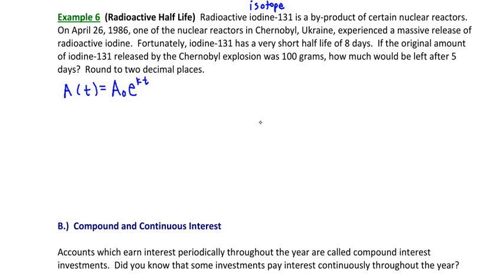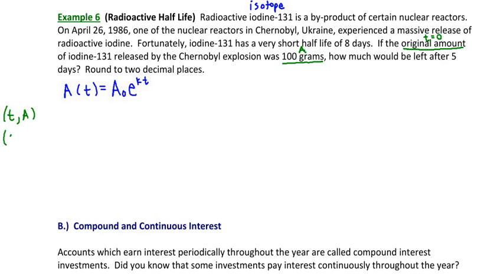Now recall, A naught is the initial amount of the substance that we're working with. Notice in the problem it says original amount, that's at time 0. The amount of the substance was 100 grams. So our independent variable is T, our dependent variable is A. T is going to be measured in days. A is going to be measured in grams.